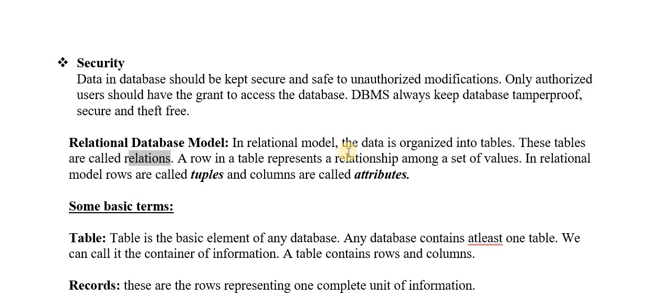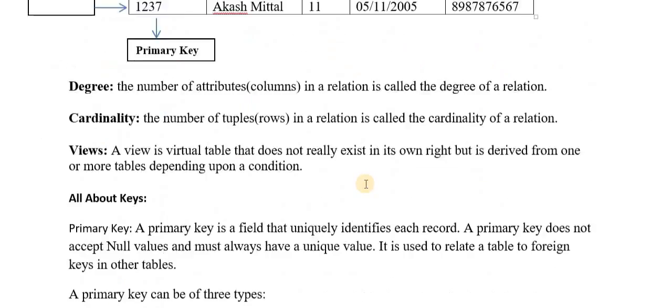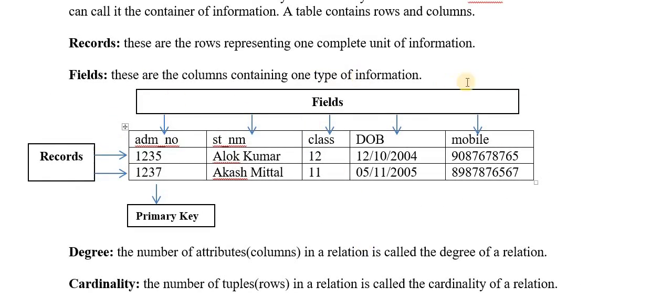A row in a table represents a relationship among a set of values. So in a database you have a row, and in a row we have multiple values, and all these values are interrelated with each other. In the relational model, rows are called tuples and columns are called attributes. For example, in this table you have fields, which are called attributes, and these records are called tuples.